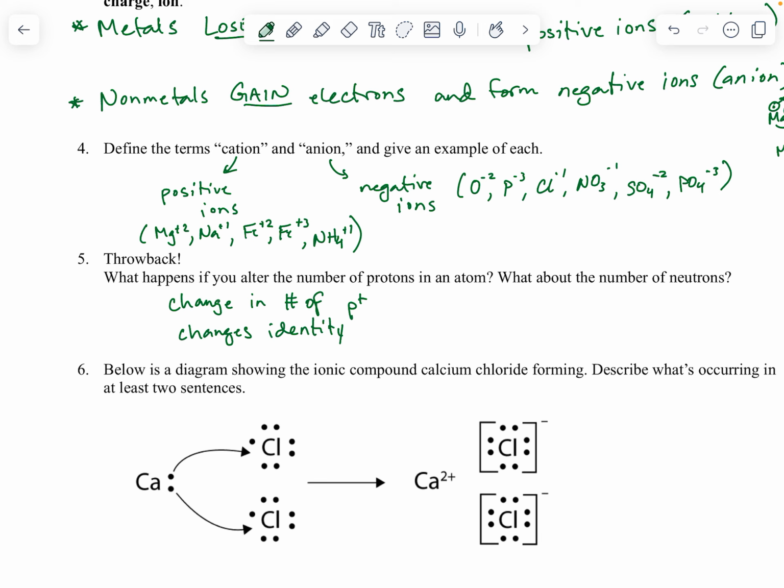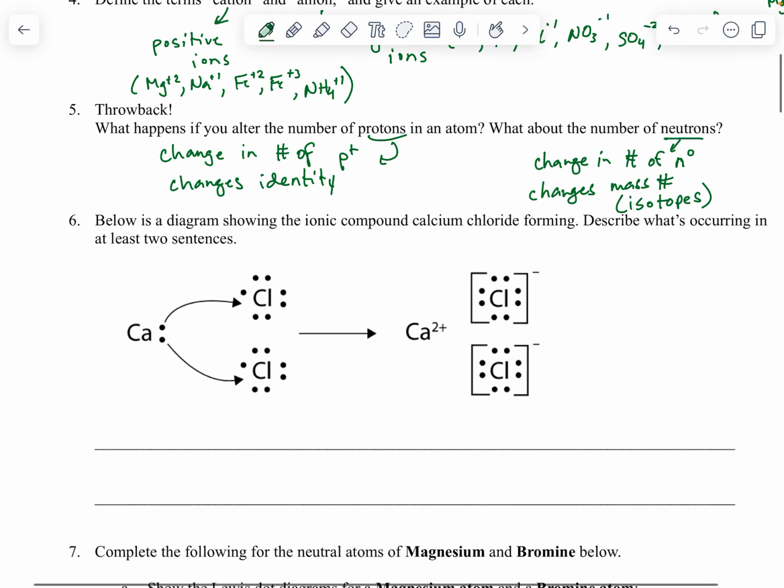And then, of course, this is all for protons. Changing the number of neutrons, remember, neutrons only contribute mass in the nucleus with the protons. So if we change the number of neutrons, it changes the mass number, which is why we get what we call isotopes, all right? The different variations of atoms in their masses based on what occurs naturally in the world.